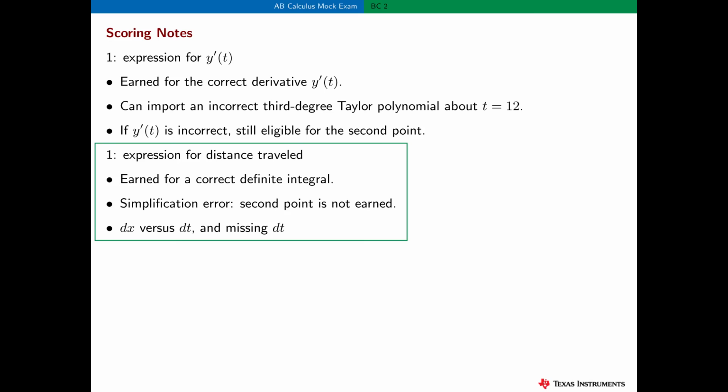Inevitably, there are issues in a problem like this with the symbol dx used instead of dt. So here's how I would score this. I want the variables in the two derivatives underneath the radical sign to match. Usually they should either both be in x or both in t. I'll ignore the differential in awarding the second point. And even if the dt or the dx is missing, the student can still earn the second point.